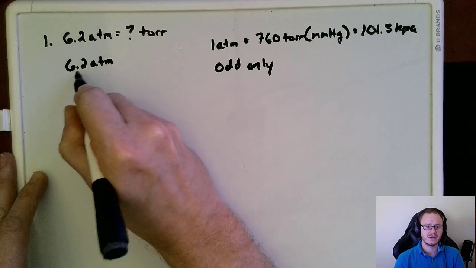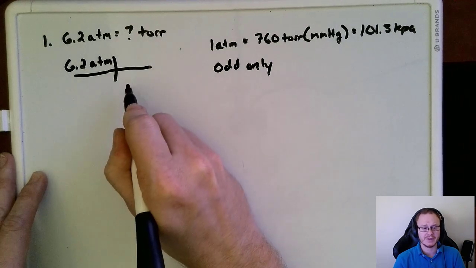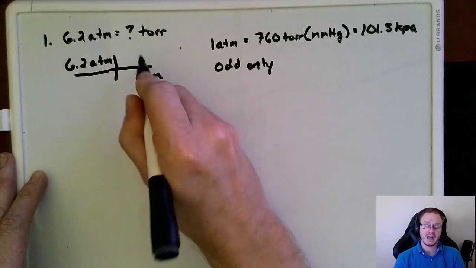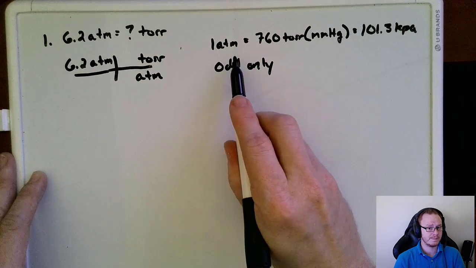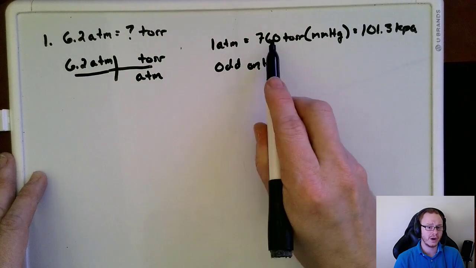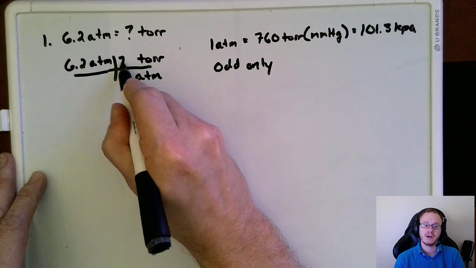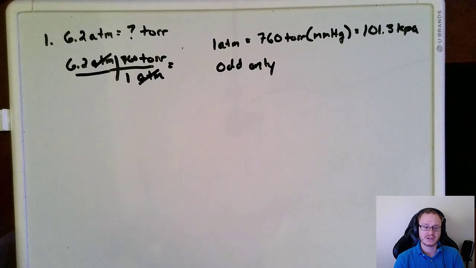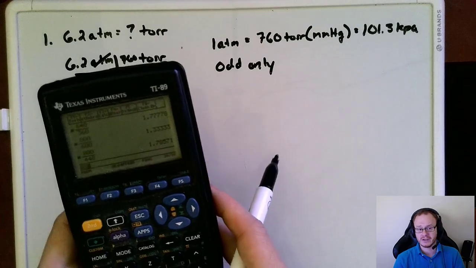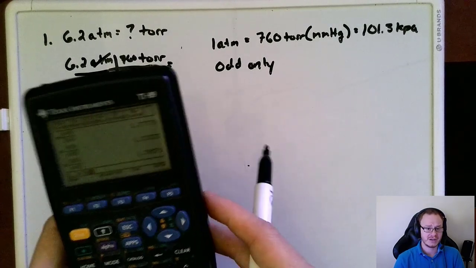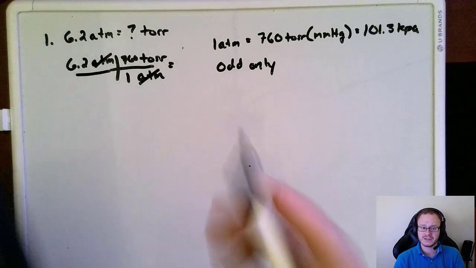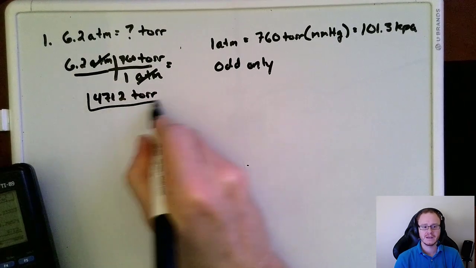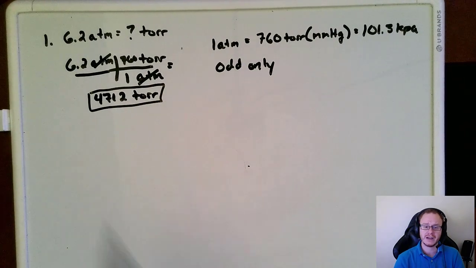6.2 atmospheres converted into torr. I'll set up a dimensional analysis box. This should be familiar to us. And I think to myself, I need to cancel atmospheres and convert it into the unit that we're looking for, a torr. And this is where my conversion factors come in. 1 atmosphere is the same thing as 760 torr. Now I can solve. Atmospheres gets canceled, and now we're left with torr. Plugging this into a calculator, 6.2 times 760 gives me 4,712 torr, my final unit. This is my final answer. A quick and easy conversion now that I have my conversion factors.